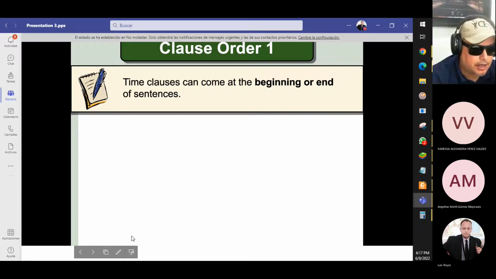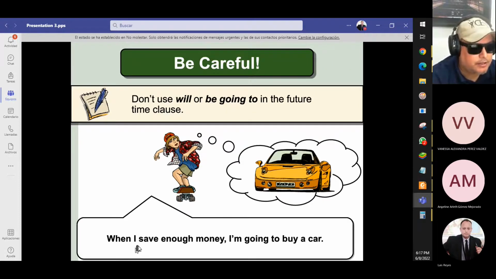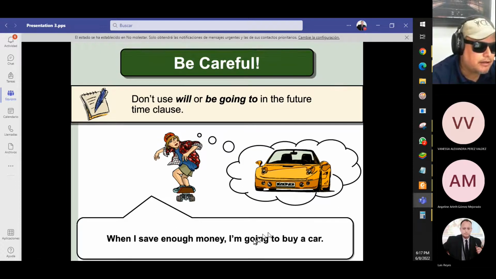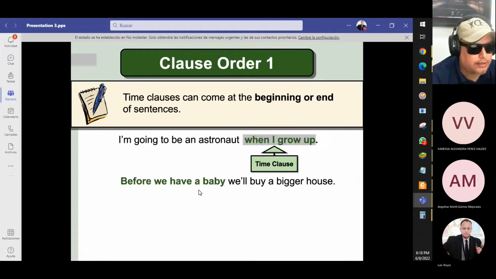Okay. No puedes decir when I will save enough money. Tiene que ser when I save enough money. Si bien al principio le ponemos como, ahorita vamos a hablar de eso. I'm going to buy a new car. Y luego el main clause, futuro. Y aquí nos da otro ejemplo.